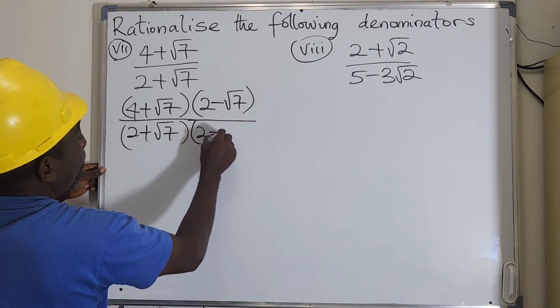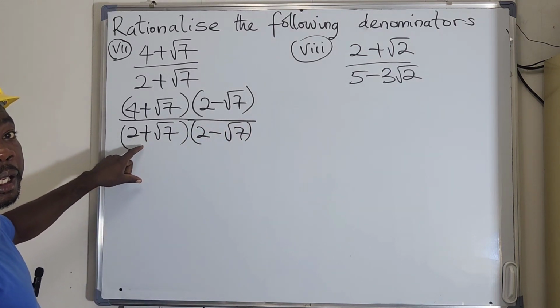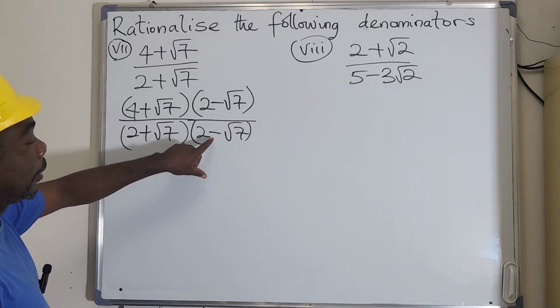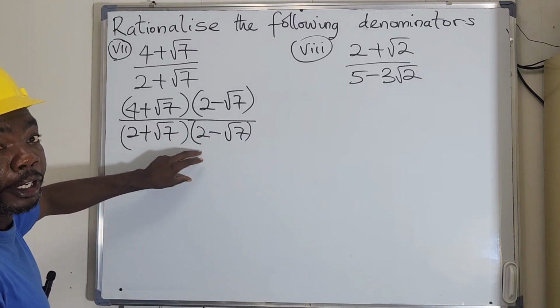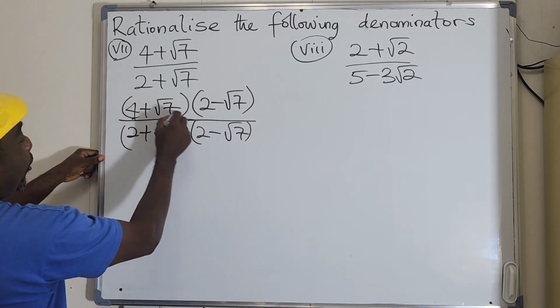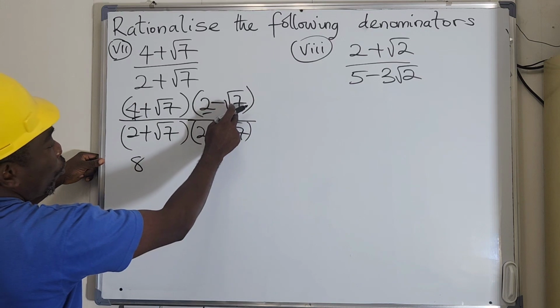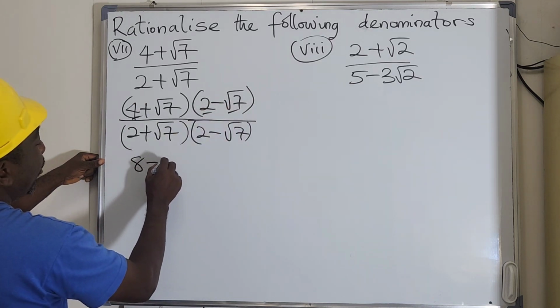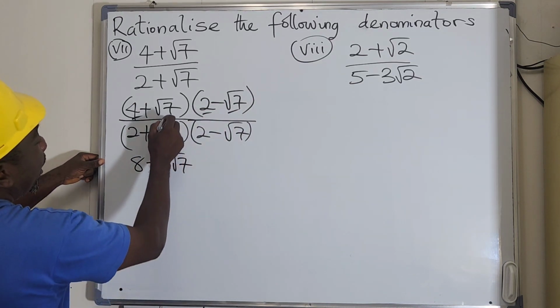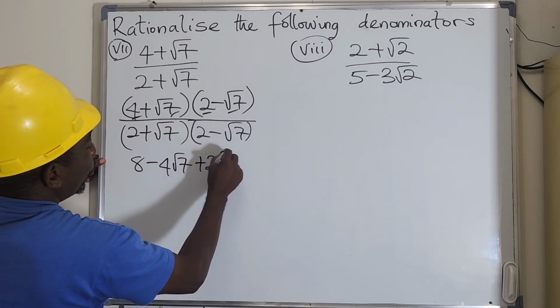Then into 2 minus root 7. What we do is to change the sign in between the two numbers from positive to negative. It turns to be its conjugate. So multiplying this, we have 4 times 2, we have 8. Then 4 times minus root 7 will give us minus 4 root 7. Then root 7 times 2 will give us plus 2 root 7.